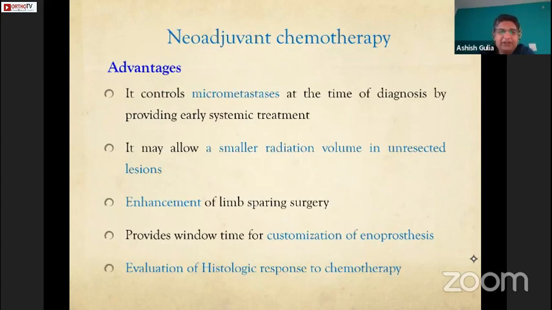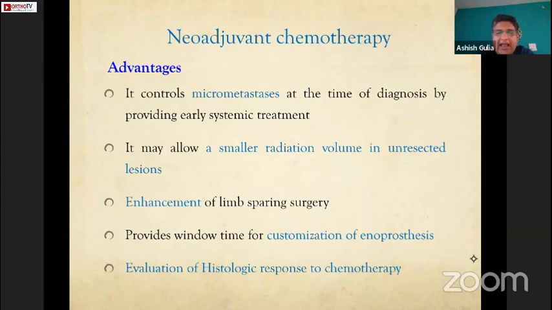Neoadjuvant chemotherapy has some specific advantages. Now, there are a lot of hypotheses and theories behind it. We don't exactly know how true these are. A few theories say that giving neoadjuvant chemotherapy potentially controls the micrometastasis present at the time of diagnosis, and we can start the treatment early instead of waiting for the surgery. It may allow a smaller radiation volume if eventually we have to give radiotherapy to these patients.